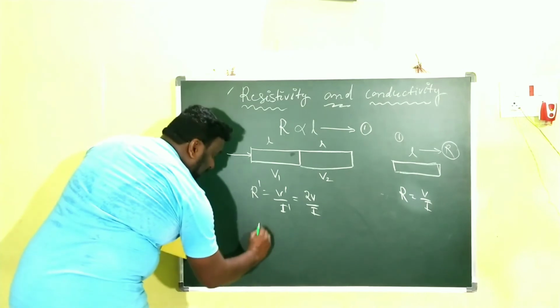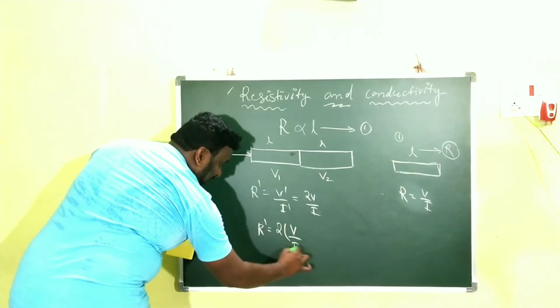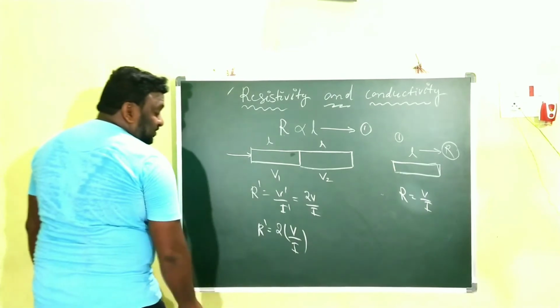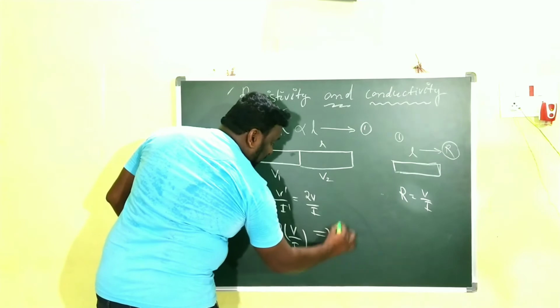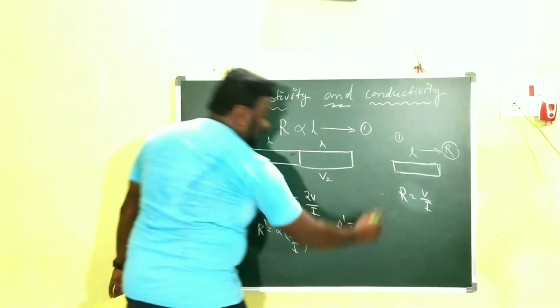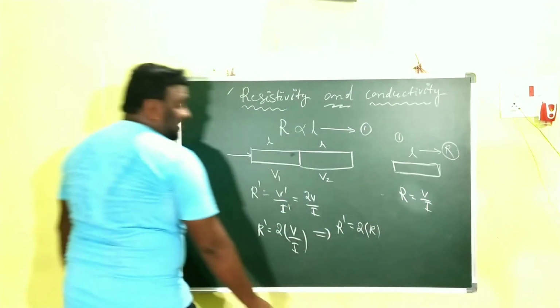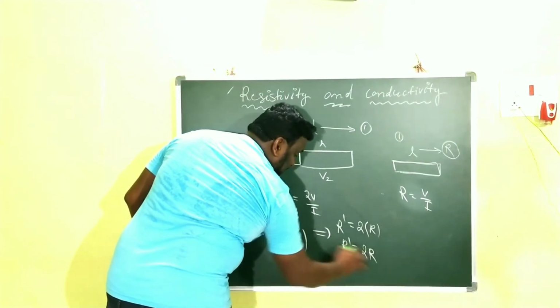Then what do you write? R dash is equal to 2 into V by I. That means what, children? R dash is equal to 2 into V by I, which is R. Then what do you write, children? R dash is equal to 2R.